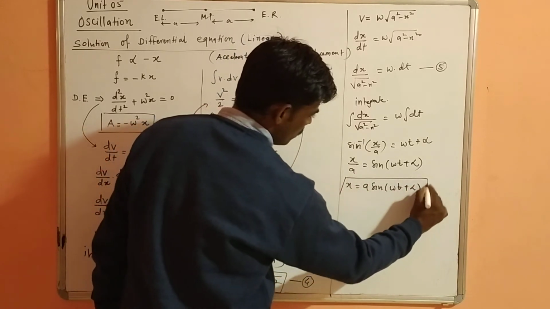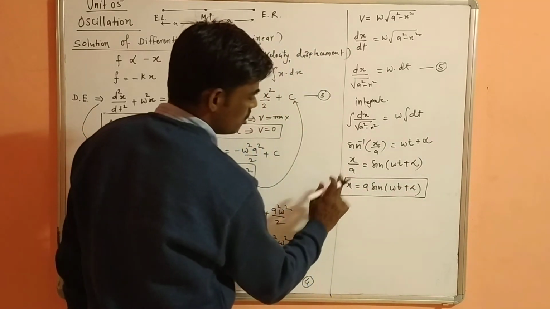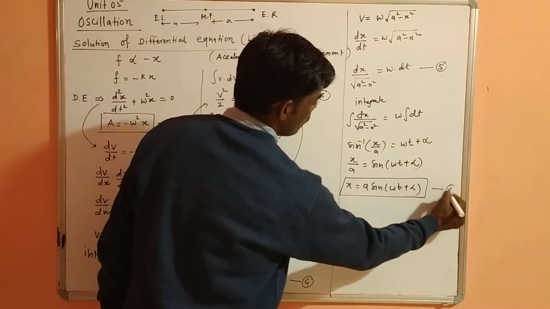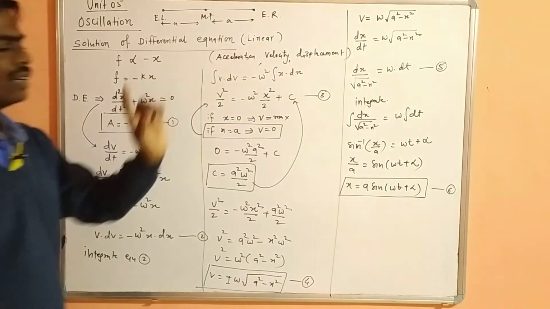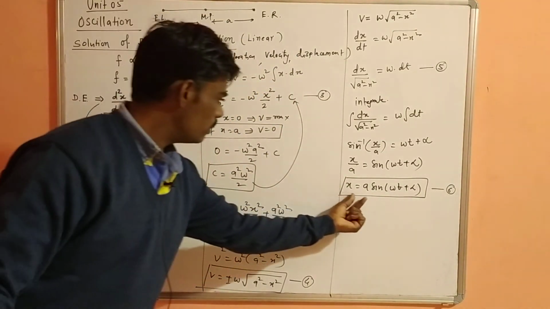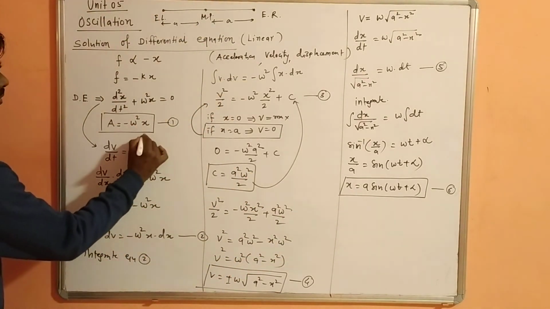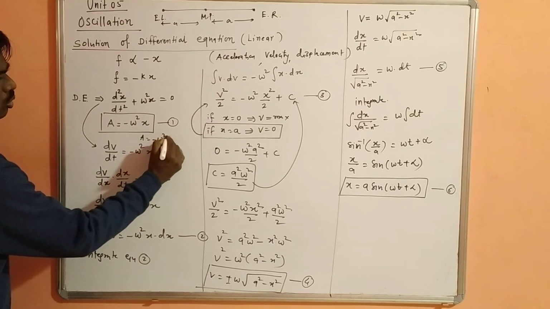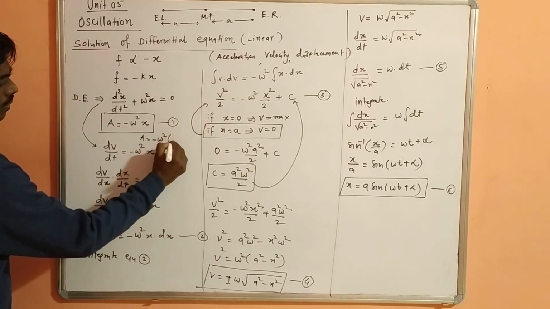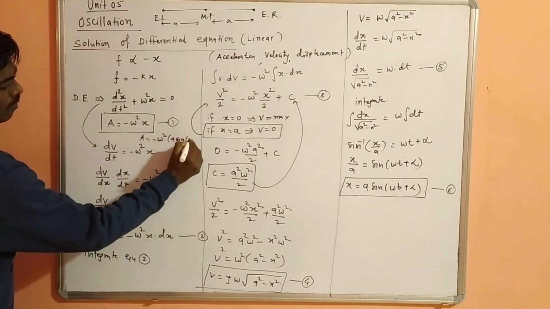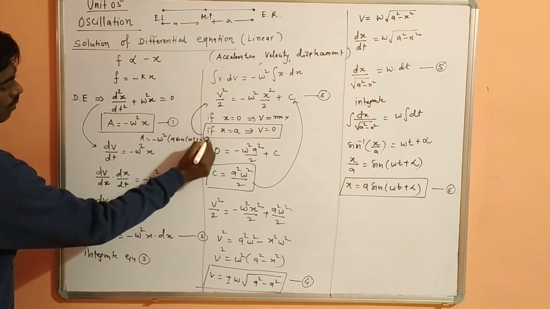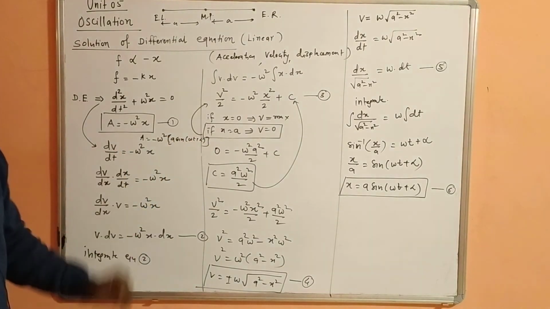This is the general expression for displacement in case of linear SHM. So if we substitute x here, acceleration becomes a is equal to minus omega square a sine omega t plus alpha. This is the value of acceleration.